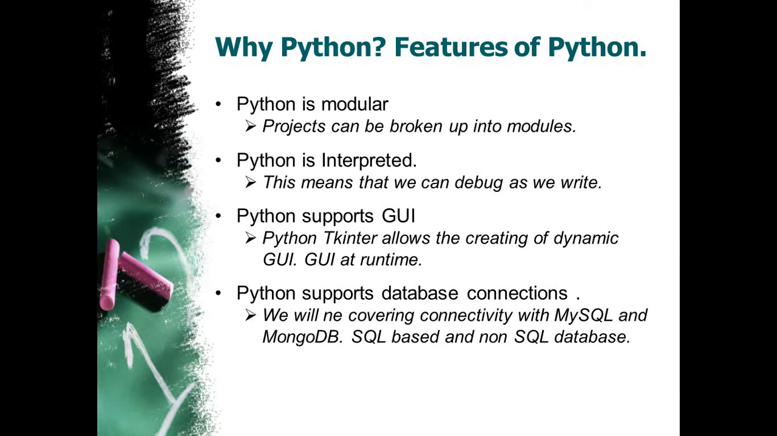More features. Python is modular. Projects can be broken up into modules developed by different programmers and then combined into a final project. Python is interpreted. This means that we can debug as we write. It can also be compiled. Python supports GUI. You can develop Windows applications using Python, and more importantly, you can create all this at runtime. It's dynamic GUI and it's great. Python supports database connections. We will be covering connectivity with MySQL and MongoDB. MySQL is SQL based, and MongoDB is a non-SQL database.